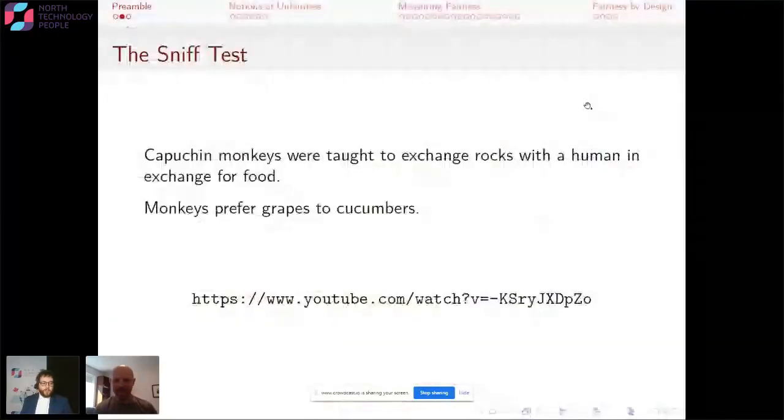So as you can see, the monkey gets quite upset. She's happy with the cucumber at first, but then when she realizes that the other monkey is getting grapes instead of cucumbers, she decides that's not fair.